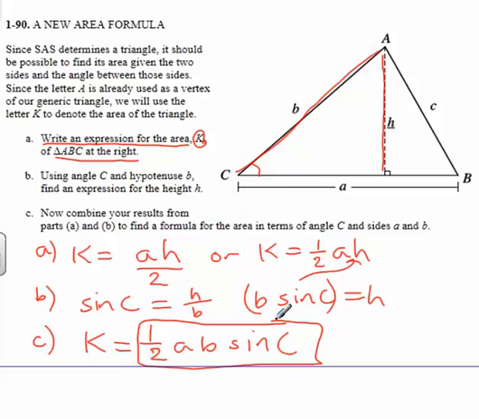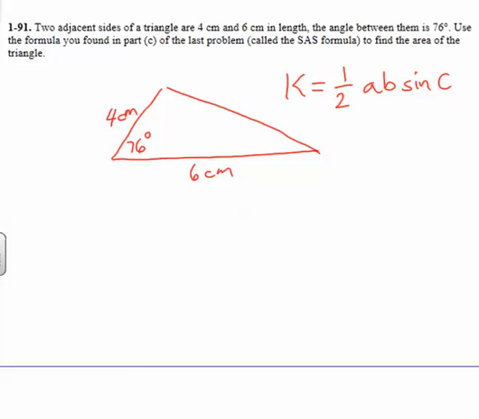All right, let's give that a try on an actual problem. So turn to the next one, number 91. So here again is our formula for finding the area of this triangle. I'm going to go ahead and keep that capital K.